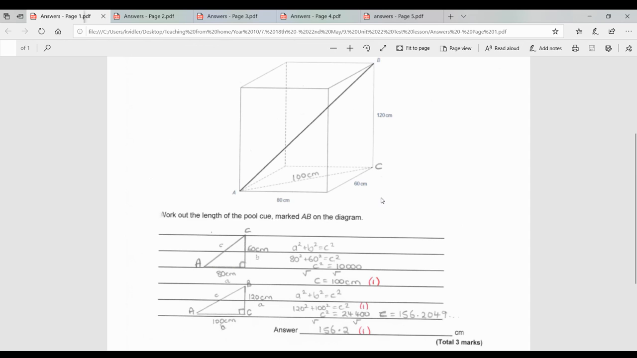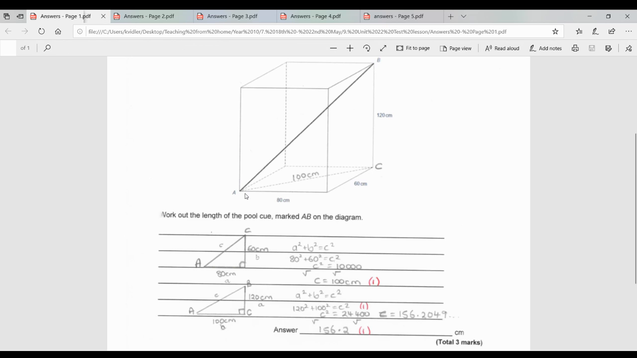So that triangle on the bottom of the shape is going to be this one here, which has got 80 centimetres by 60 centimetres. So using Pythagoras, a squared plus b squared equals c squared, we've substituted in 80 squared plus 60 squared. When we add them two together, we get 10,000. And when we square root, we've worked out this line at the bottom here is 100 centimetres for the first working out mark.